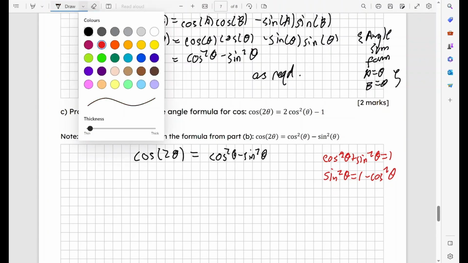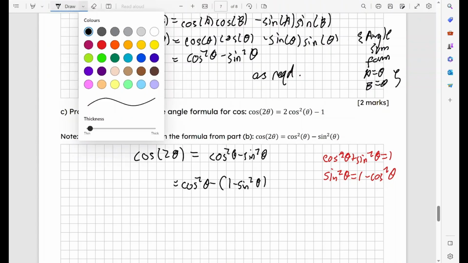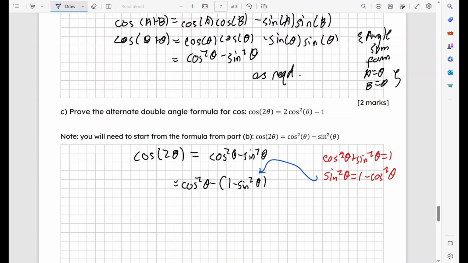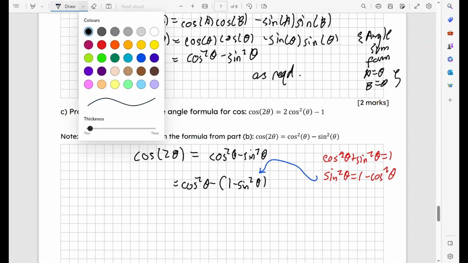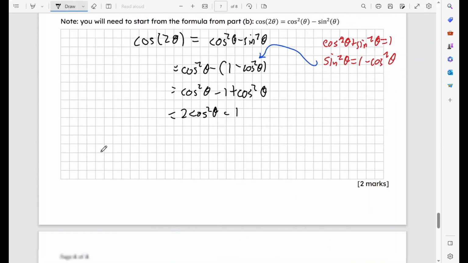So that's exactly what I'm going to do. So that's cos squared of theta take 1 take cos squared of theta. So that would be using this thing here. And then I'm going to be getting cos squared of theta take 1 plus cos squared of theta. Plus cos squared of theta. And then that becomes 2 lots of cos squared of theta because I have 2 of them. Take 1. Done. And that's our proof for that little bit there.